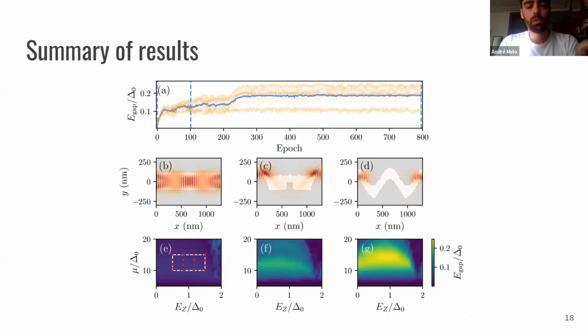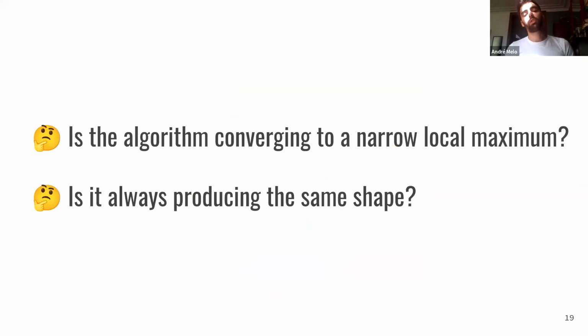So once we collected these results, we were quite happy, but we had 2 remaining questions. Namely, is it the case that the algorithm is converging to a narrow local maximum? Are we finding a global maximum, which is what we want, or are we just, even with these strategies, maybe still getting stuck in some local maximum? And second, is the algorithm always producing the same shape, or can it produce different shapes depending on the physical situation that we input?